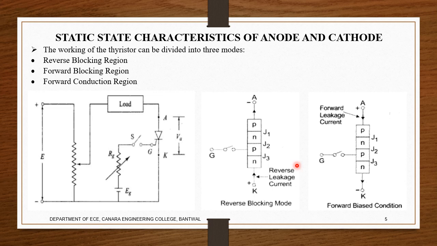Now we need to look into two different characteristics here. In this lecture, we will be looking at the static state characteristic of anode and cathode. In the next video, we will be looking into the gate. Here we will study the anode and cathode. In the next lecture, we will see the gate.